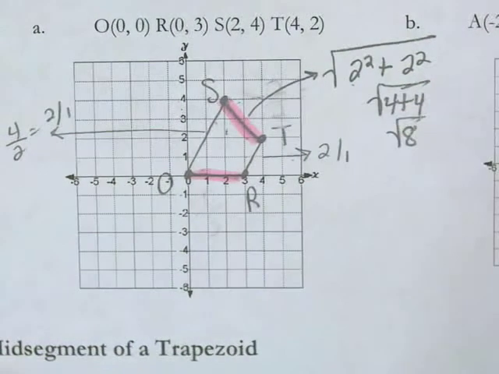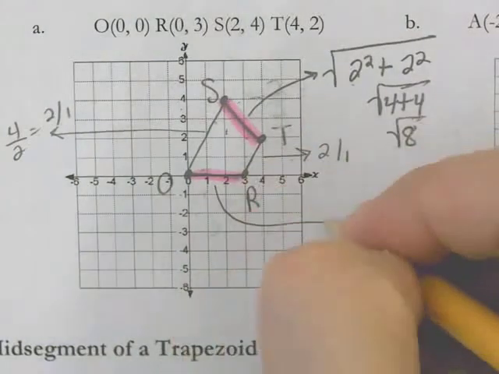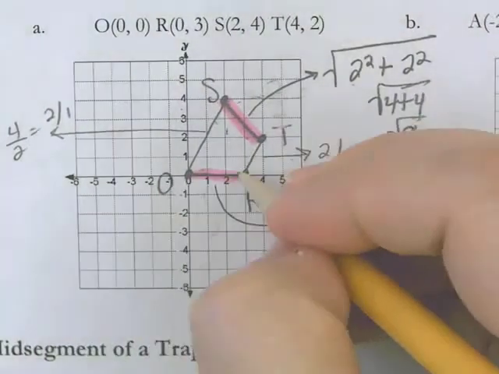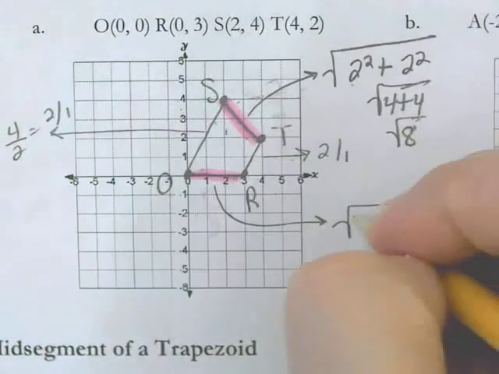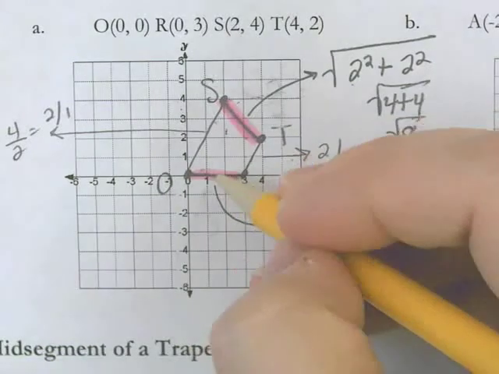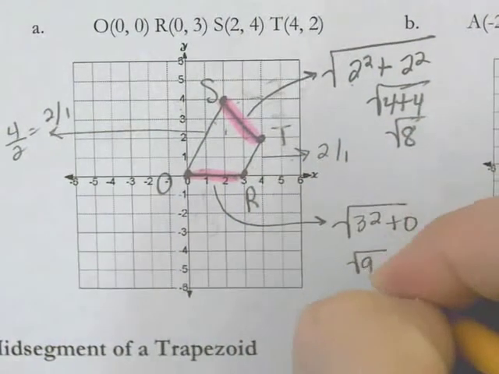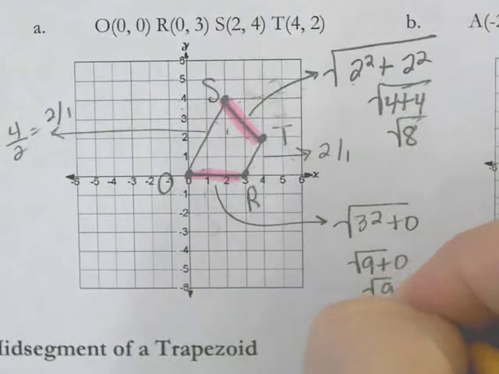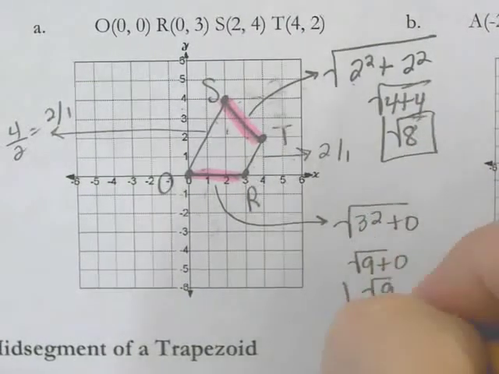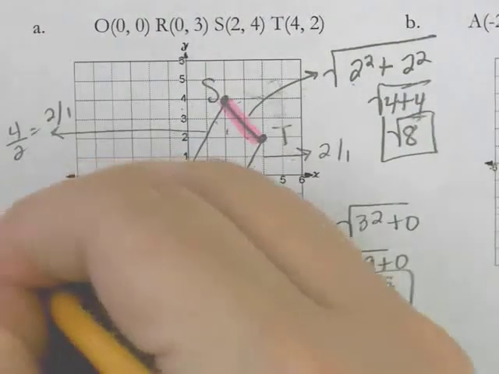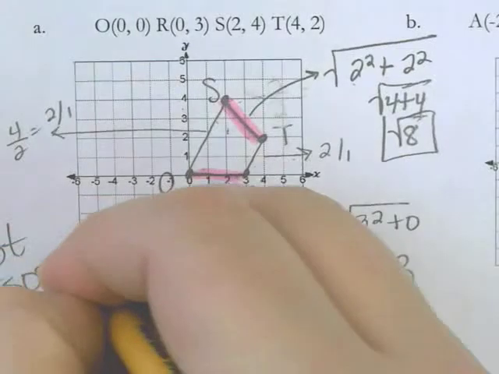Here, for this one, the difference left and right is 3, so 3 squared. But there is no difference up and down, so that's 0. So it's the square root of 9 plus 0, which is the square root of 9. These are different numbers, so it is not isosceles. If I had the same square root, then it would be isosceles.